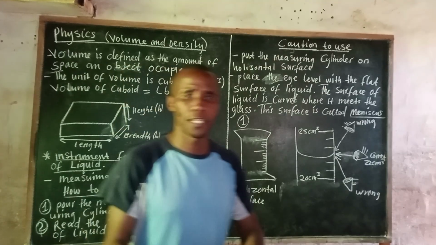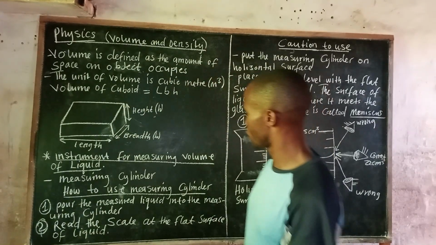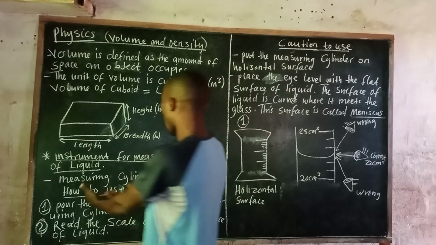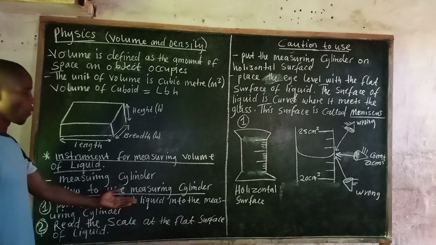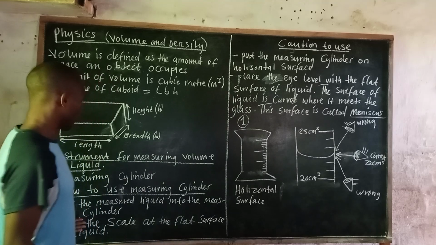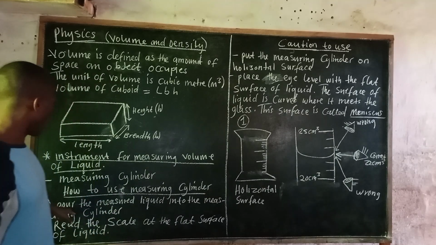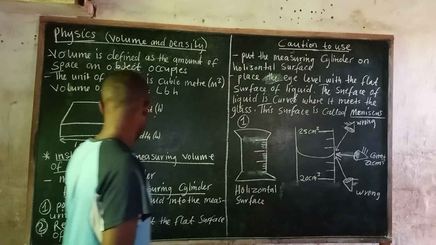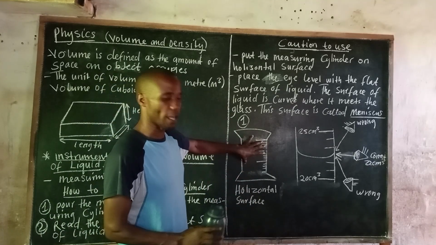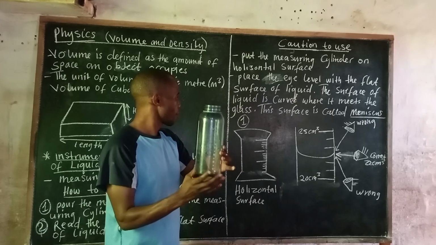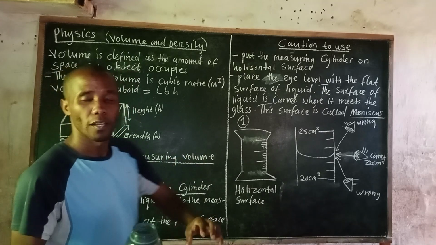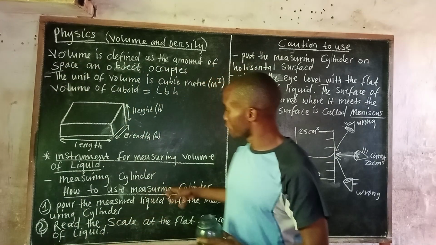The measuring cylinder is an instrument that you can use to find the volume of a liquid. So how do we use a measuring cylinder? We are given some steps on how you can go about it. The first one says, pour the measured liquid into the measuring cylinder. For example, I'll get this one, this bottle that I have. The first thing you are supposed to do is pour the measured water or liquid.